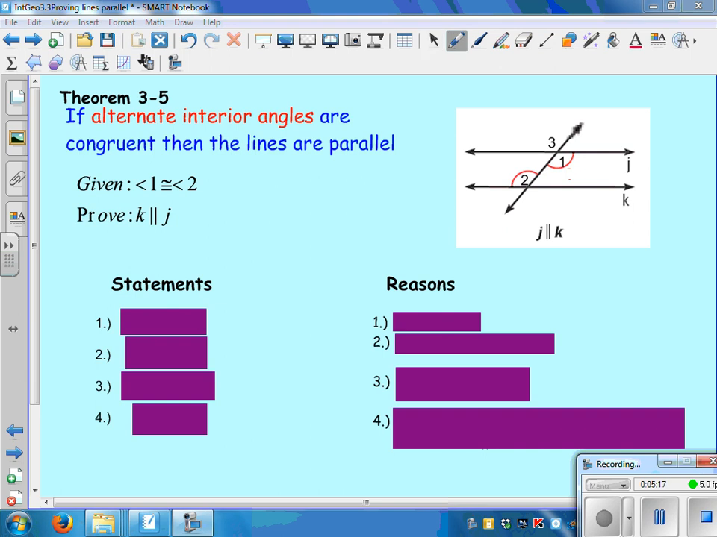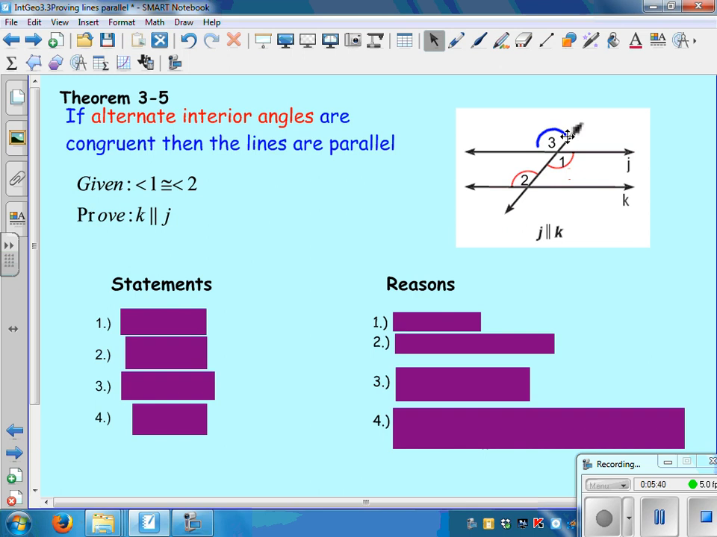Yeah. 3 and 1 are going to be vertical from each other, and therefore they will be congruent. And from default then, we already know here that 1 and 2 are congruent, but can we say 3 and 2? Yeah, because of the way you've marked them. And because they're corresponding, the lines are parallel. So let's go ahead and look at the proof for that.